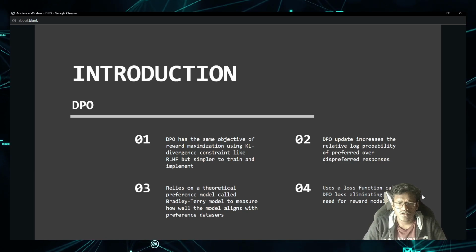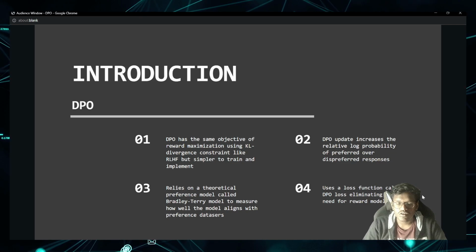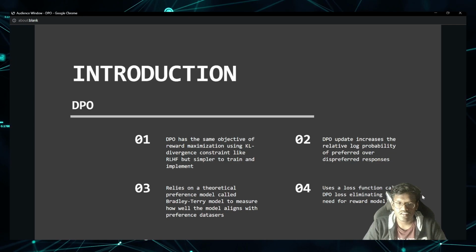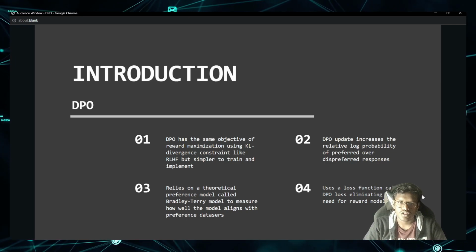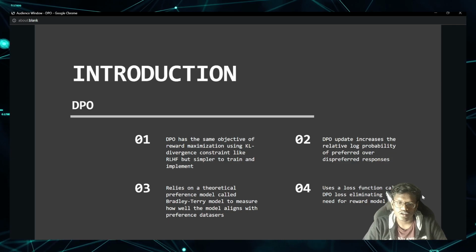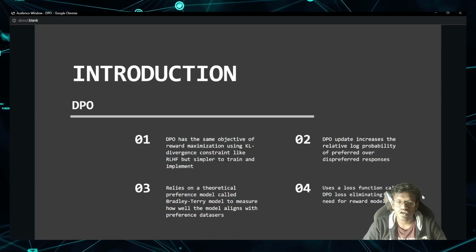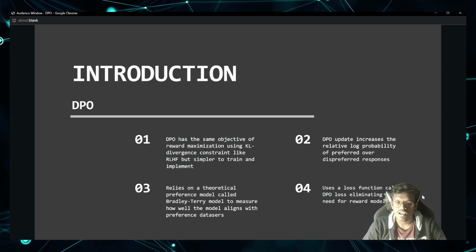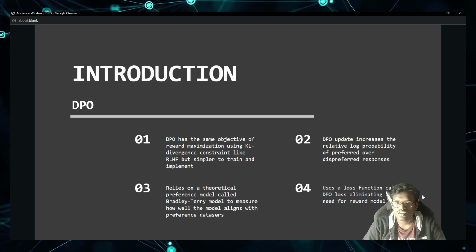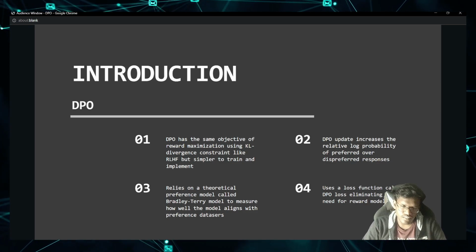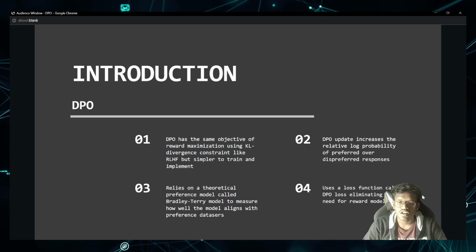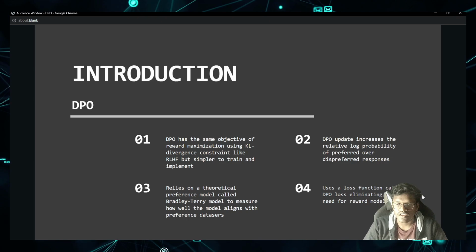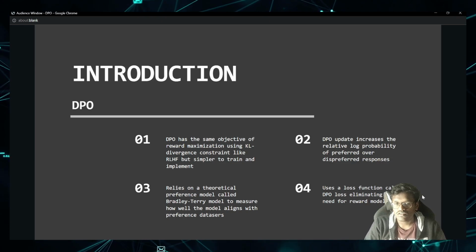And since here we are not using a reward model explicitly, we'll still rely on a theoretical preference model called the Bradley-Terry model. There are some other models like the Plackett-Luce model and others, but in this paper they followed the Bradley-Terry model, which helps to measure how well the model aligns with the preference datasets. Finally, a loss function called DPO loss is used for eliminating the need for a reward model, because this loss itself will check how much it is aligning.